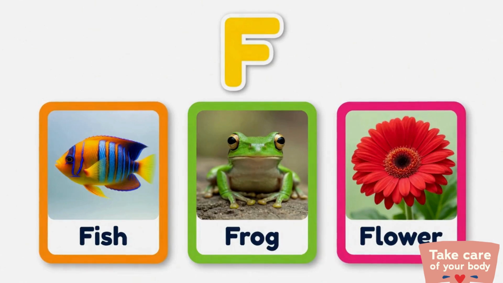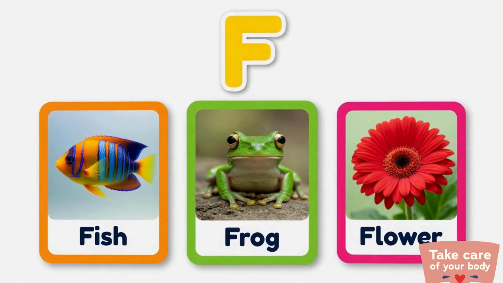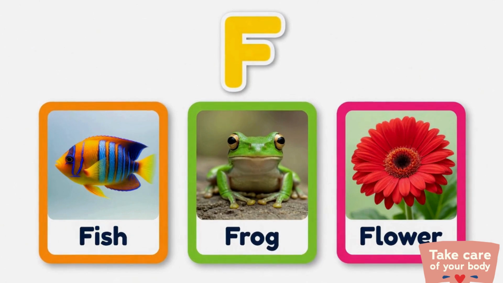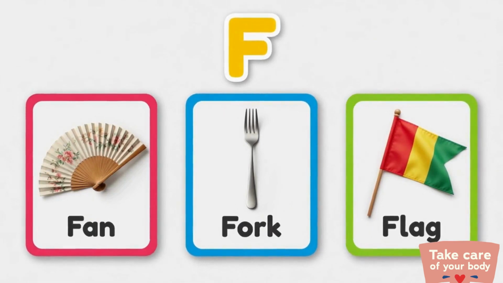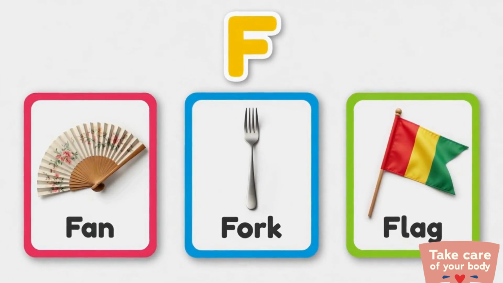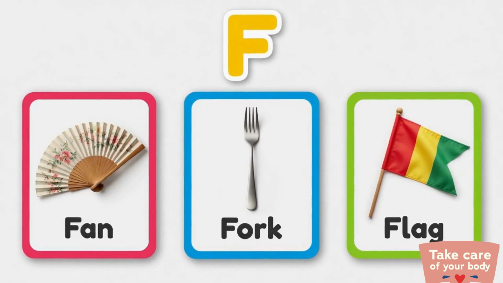This is the letter F. F is for fish. F is for frog. F is for flower. F is for fan. F is for fork. F is for flag.